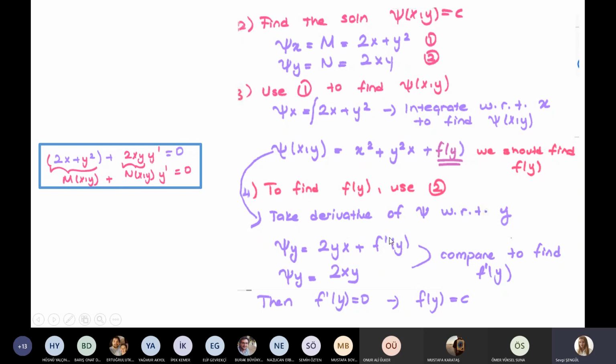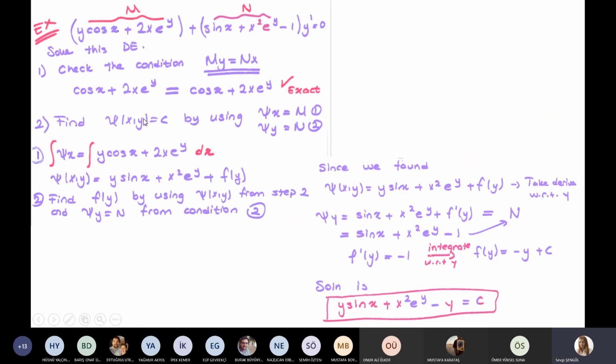And whatever the derivative of f is in there, from this equality I'm finding f. And I'm just plugging it in here, and this is going to be the general solution of my differential equation. Okay? Let's look at that one.